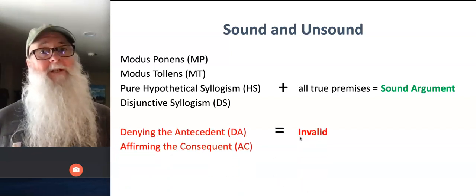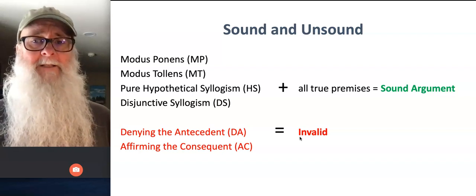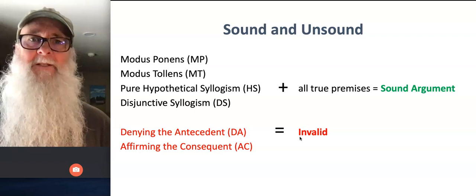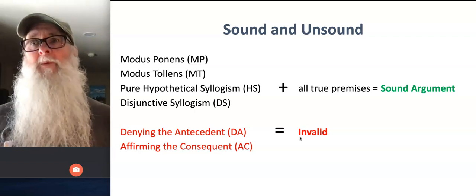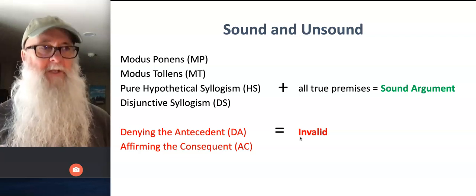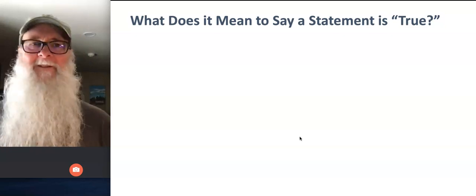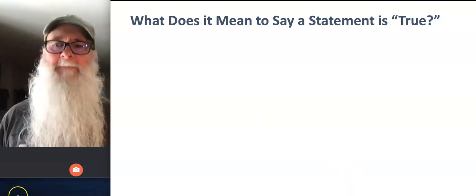Okay, we want to avoid the 2 dreaded invalid forms of argument that we're aware of: denying the antecedent and affirming the consequent. These are invalid forms of argument, and because they're invalid, they can never be sound. Okay, so then the question for us is, how do we construct arguments with true premises? And that sort of begs a question for us. What does it mean to say that a statement is true? And that's the question we'll take up in the next lecture.